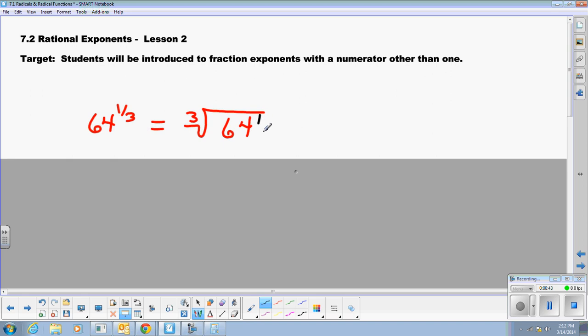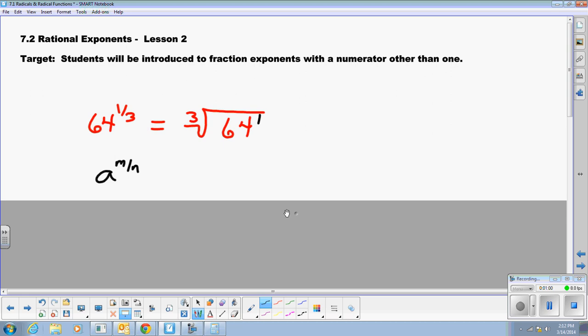We just don't have to write it as 64 to the first power. We just write it as 64 because 64 to the first power is 64. So the 1, the numerator, ends up staying with our base number. So then this is actually the cube root of 64 to the first power. So we're going to look now at things where it says a to the m over n. And now we're going to have numbers up here for m, the numerator, that will not equal 1 and they won't equal 0. We're going to have different numbers up there.